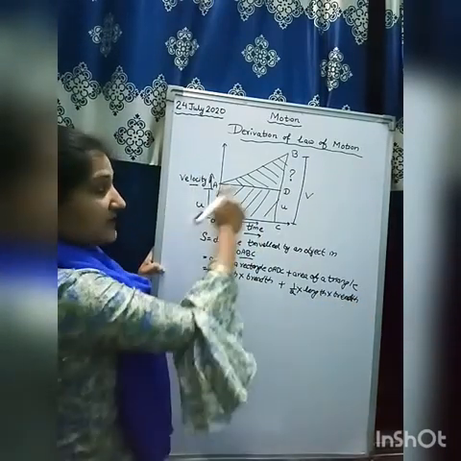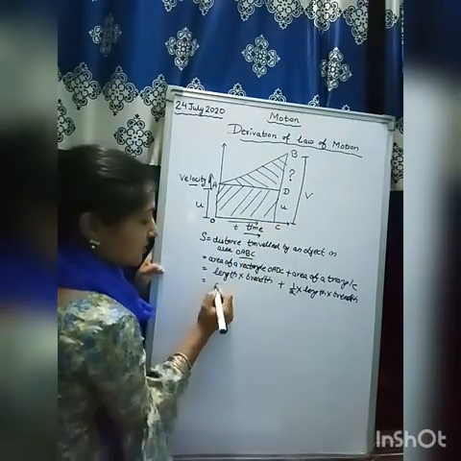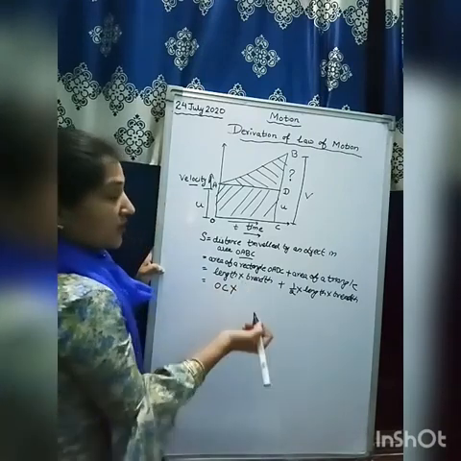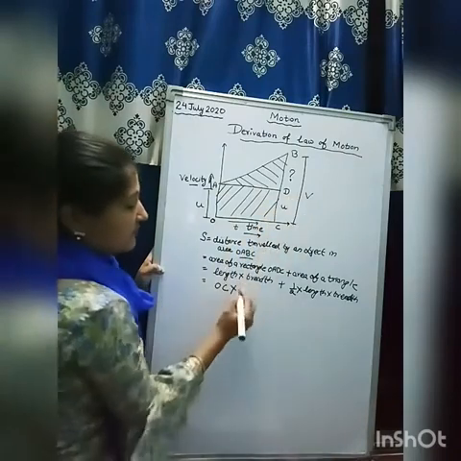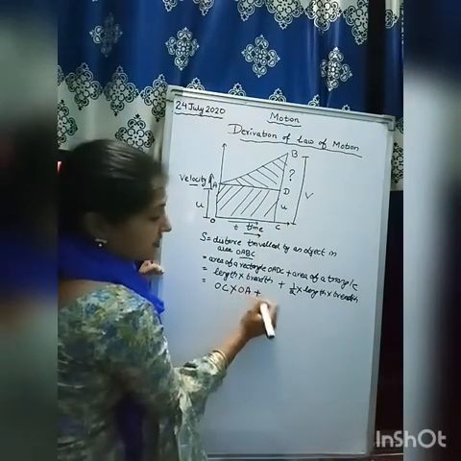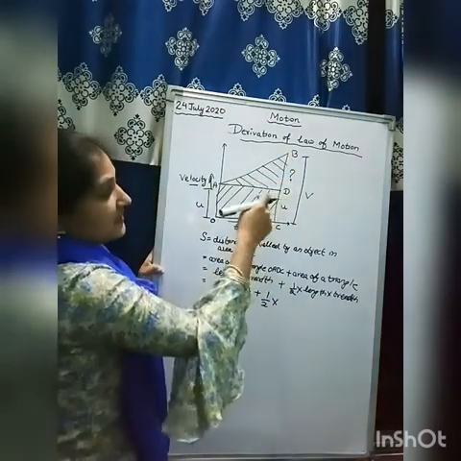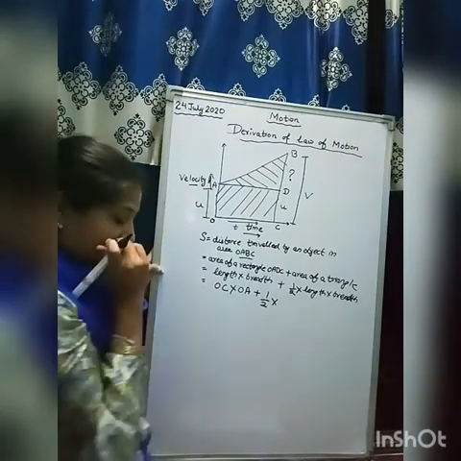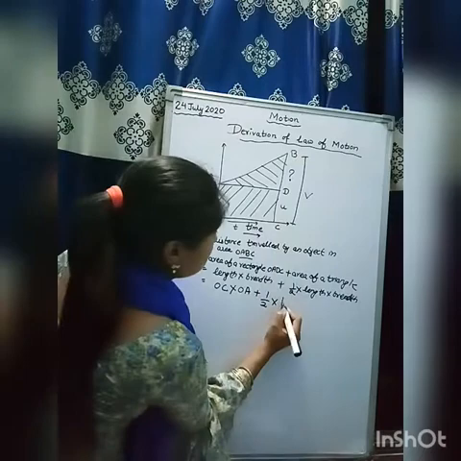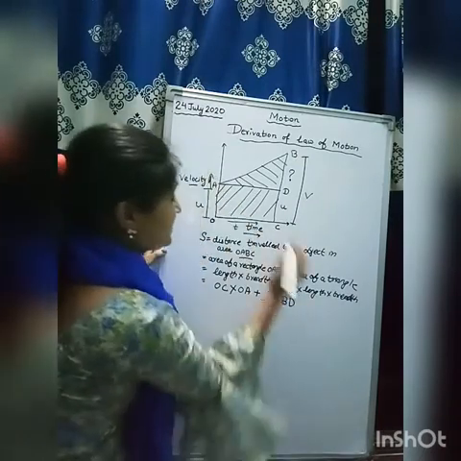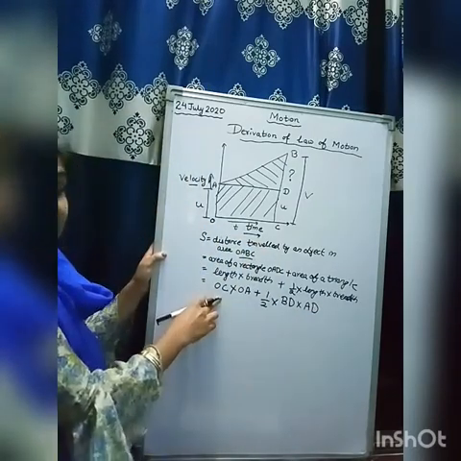Okay, now in this rectangle, what is our length? Length is OC. And what is breadth? Breadth is OA or DC. We will take OA, plus half into. In this triangle, what is the length? If we take the triangle like this, the length is BD. And the breadth is AB.